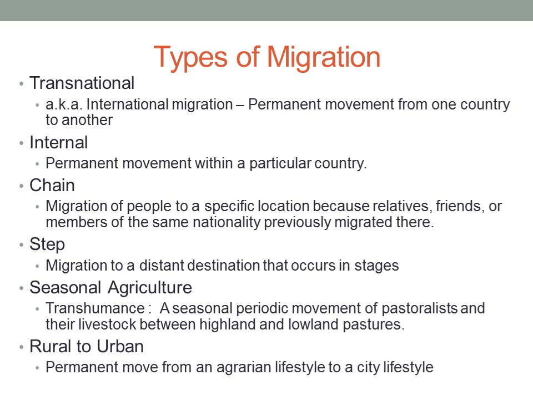Next one that we have is seasonal agricultural migration. Great example of this. It's one of our vocabulary units in both this unit as well as in agriculture. It's called transhumance. Transhumance is a seasonal, periodic movement, so not permanent. It's seasonal. It goes by the seasons, of pastoralists and their livestock between highland and lowland pastures.